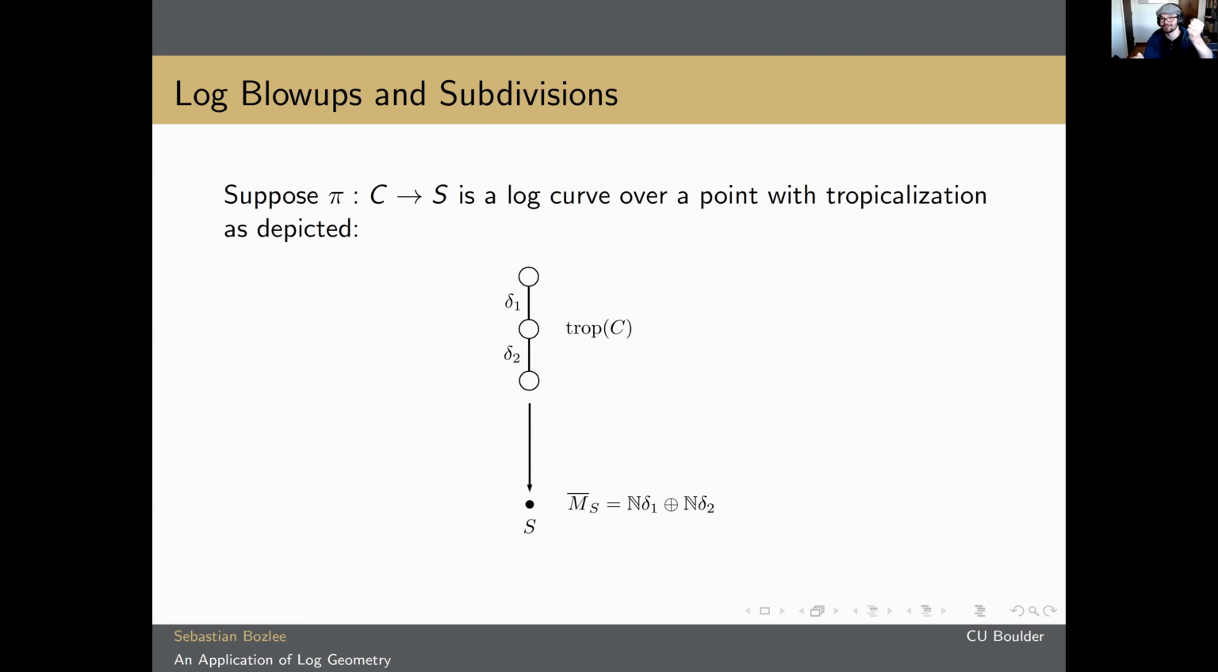There's no way to add something to delta 1 and get to delta 2. You'd have to have a negative delta 1 component. We don't have negatives here. And similarly for delta 2. There's no way to add something to delta 2 and land at delta 1, so there's no relationship between these in terms of orderability.